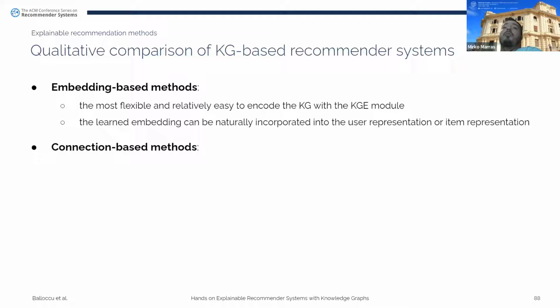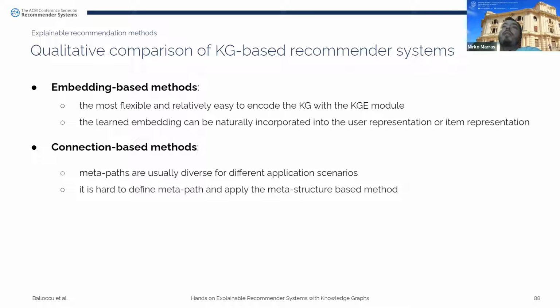Moving to connection-based methods, metapaths are usually diverse for different application scenarios. It's hard to define metapaths and apply the metastructure-based method. And the quality and the quantity of paths are crucial for connection-based methods. Both the path embedding-based method and the propagation-based methods are inappropriate in case of large-scale datasets, because the computational complexity may grow large in enumerating all the paths and neighbors that we consider during the optimization.